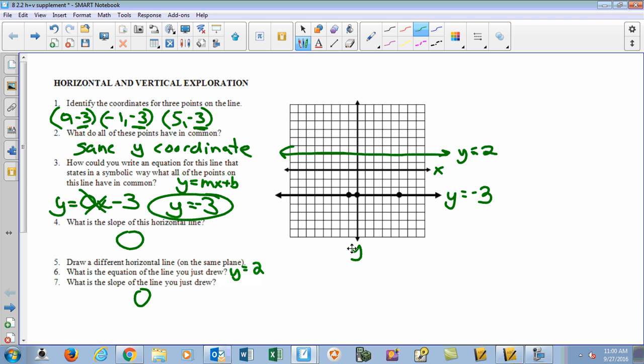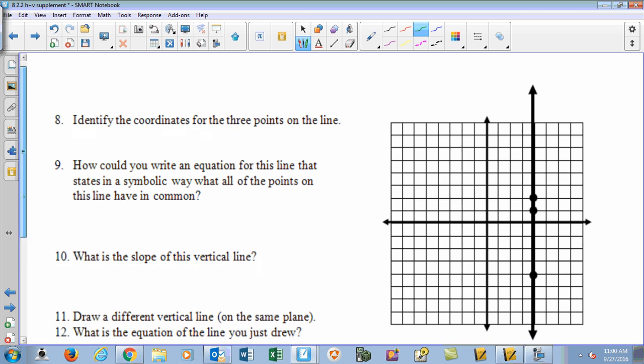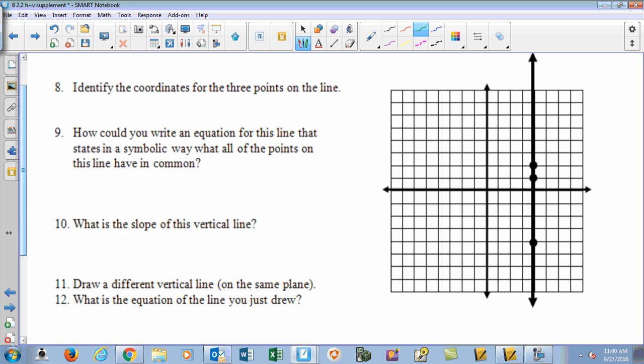All right. Now, if you look on that same page, it says identify the coordinates of the 3 points on this line. Now we're going to go to the vertical line. Everyone got this down? Good? All right. So now we got the vertical line. Looks like this, right? So give me one of those 3 points.